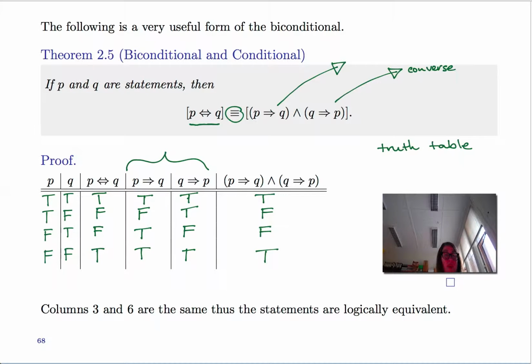Okay, well, what do I need to show these two statements are logically equivalent? Well, I need to show that the columns in the truth table are the same. So I'm looking at those two columns. So in the first row, they're both true. In the second and third rows, they're both false. And in the fourth row, they're both true. So that shows the logical equivalence of the biconditional with P implies Q and Q implies P.